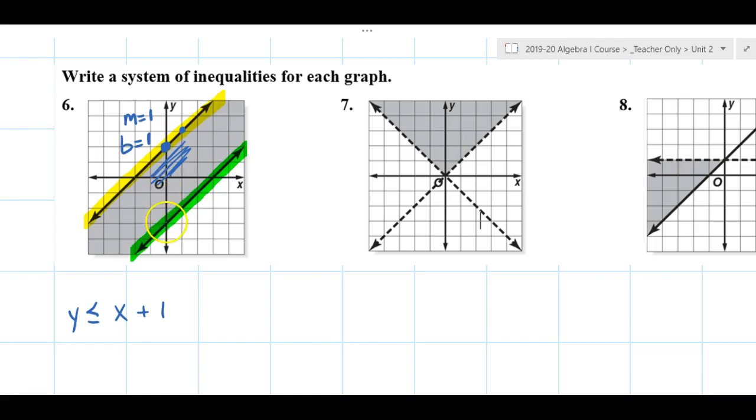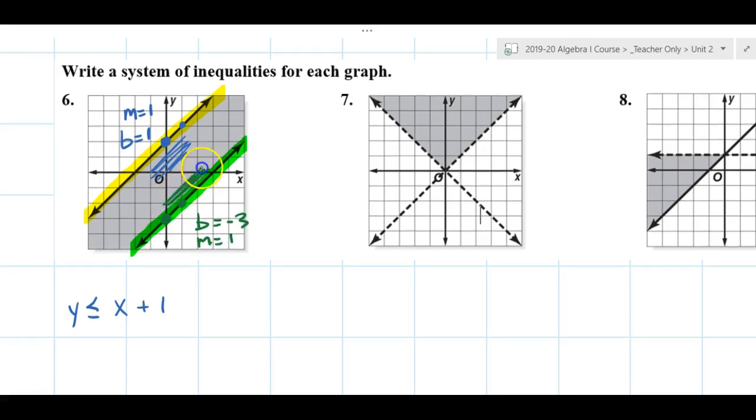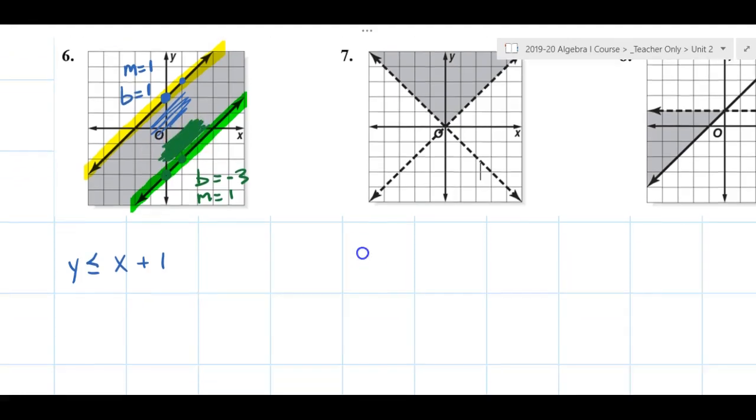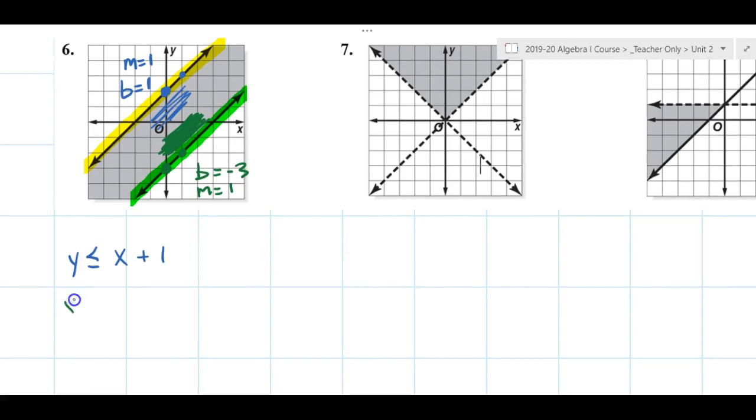Here, our y-intercept is -3. So b equals -3. Find another point so that we can count slope. Up 1, right 1. Slope is also 1, which makes sense. These lines are parallel. And the shading is above this line. So here we have y is greater than or equal to 1x minus 3. And we have our system of inequalities written.